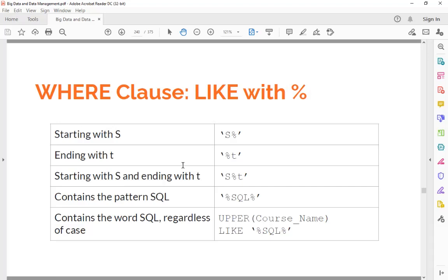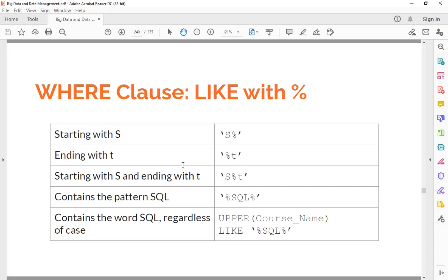Then we can have containing the word SQL, regardless of case. In this case, we will just do an upper conversion, convert everything to uppercase, then perform a LIKE, right? That will give you more flexibility. That's when we say you can use a function to achieve a lot more than simply pulling data. This is what you can see.